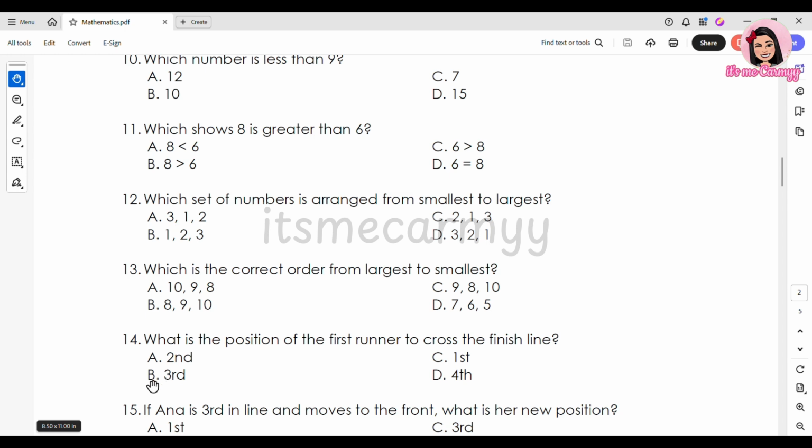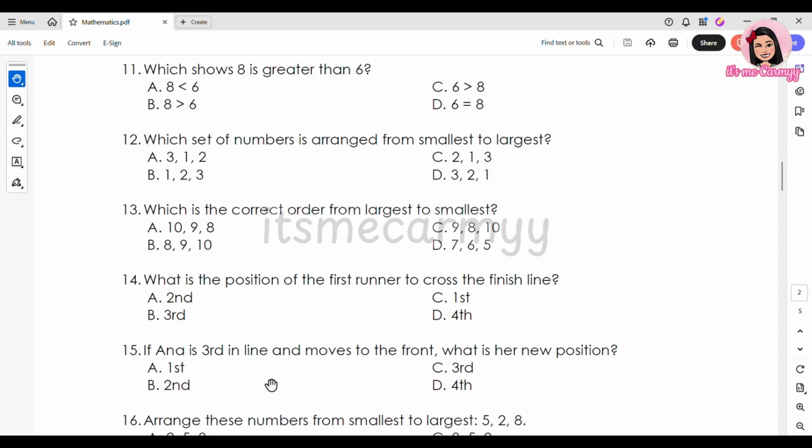14. What is the position of the first runner to cross the finish line? A. Second. B. Third. C. First. D. Fourth. 5, 4, 3, 2, 1. The correct answer is letter C. First.